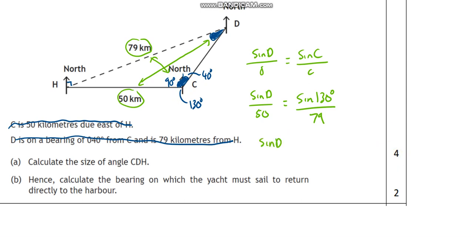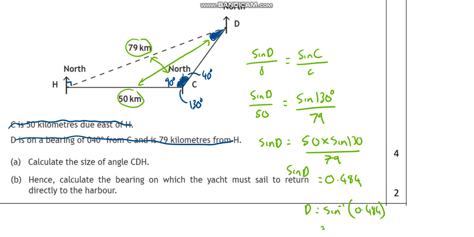So sine of angle D is going to be equal to 50 times sine of 130 divided by 79. So let's do that on our calculators. I've got that as 0.484. So sine of D is equal to that. Then D is going to be the shift sine, or the inverse sine, of 0.484, which is equal to, so I'll do shift sine of 0.484 to give me, I'm just going to round that and call that 29 degrees.